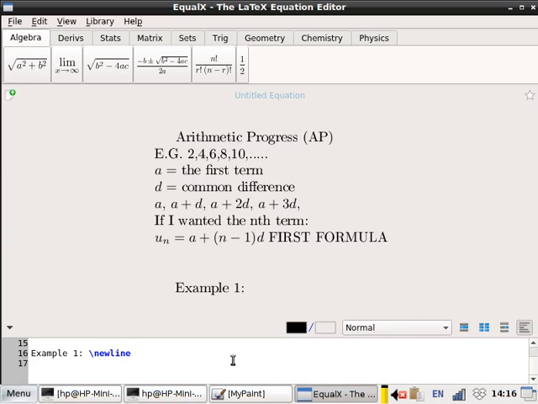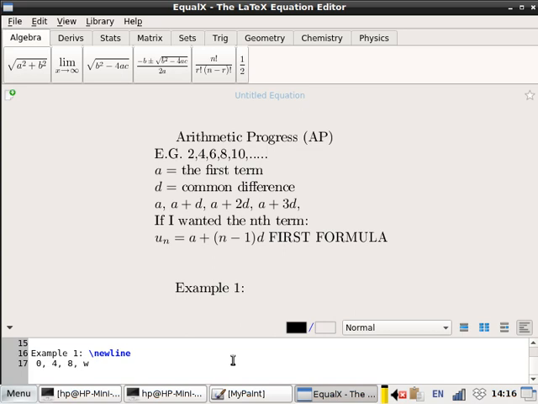Okay. Do you have that written down? Let's continue now.